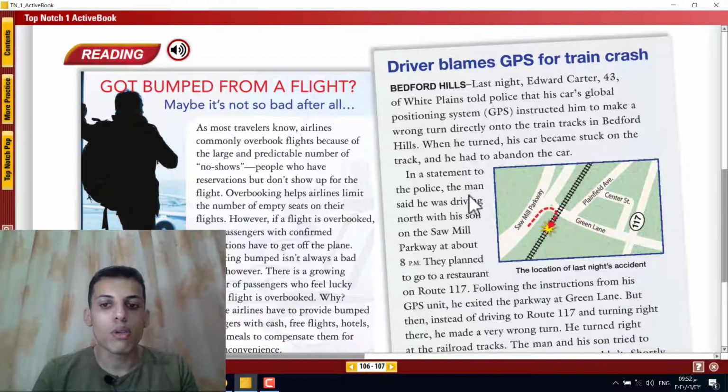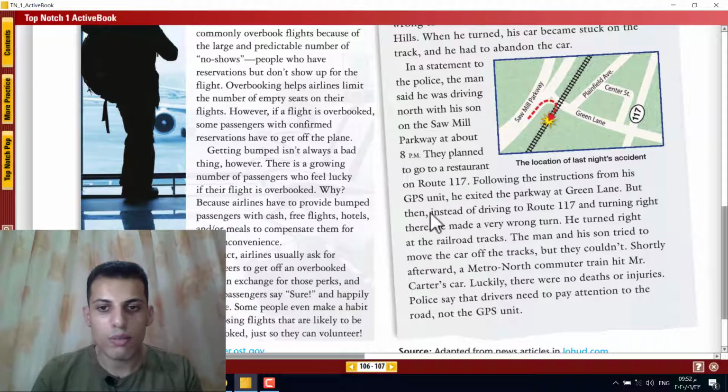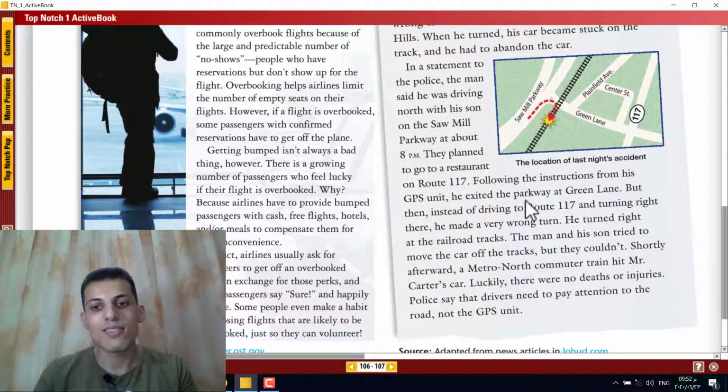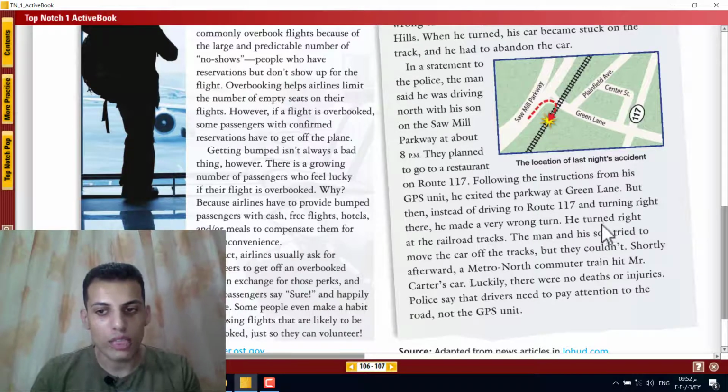In a statement to the police, the man said he was driving north with his son on the Sawmill Parkway at about 8 p.m. They planned to go to a restaurant on Route 117. Following the instructions from his GPS unit, he exited the parkway at Green Lane. But then, instead of driving to Route 117 and turning right there, he made a very wrong turn. He turned right at the railroad tracks.